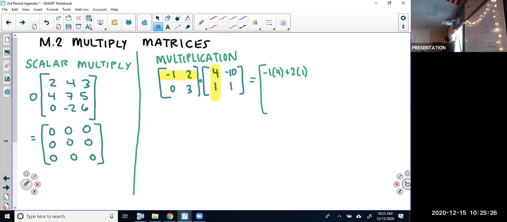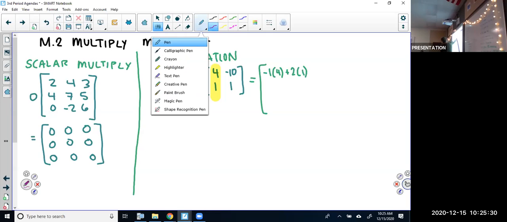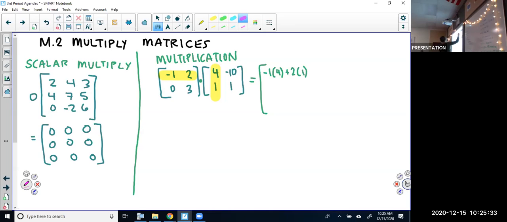The top right corner is going to be, can I switch my highlighter? The second one is going to be the top row and the right column. It's kind of like where they overlap. If you could put them over each other, it's the top row and the right column, and they overlap in that top right position. So that's going to be this answer. You just take their row and their column and dot product that. Okay, so this one is going to be -1 times -10 plus 2 times 1.